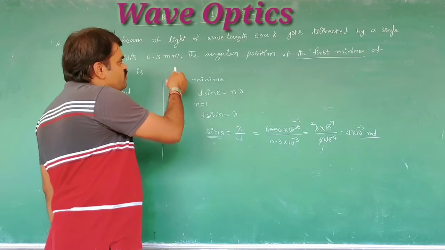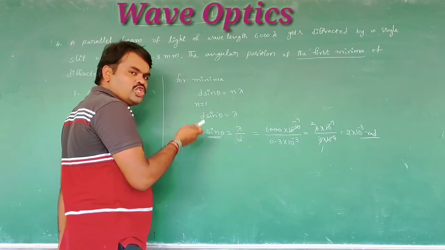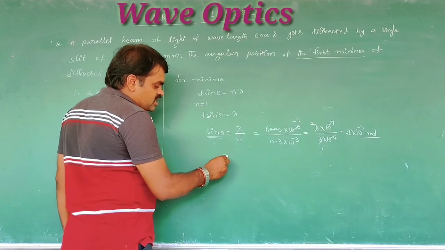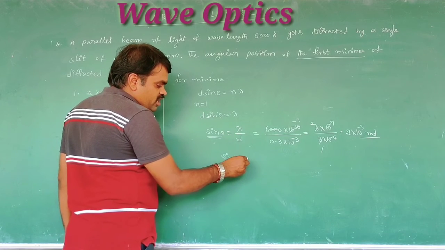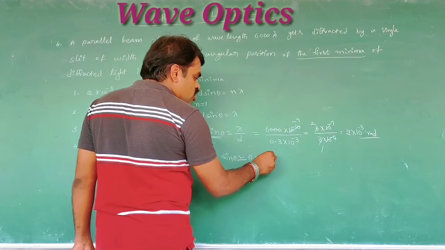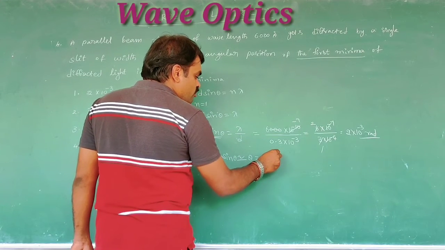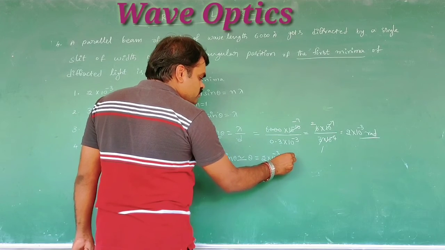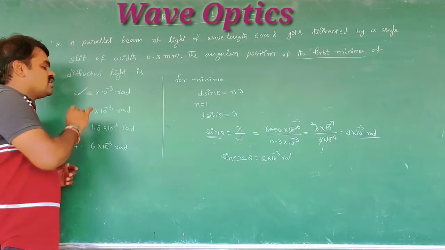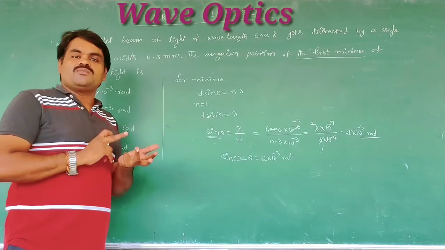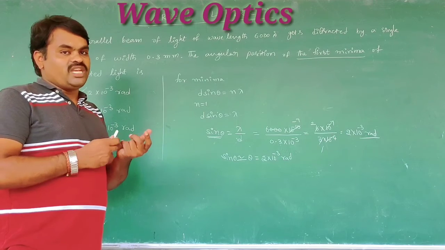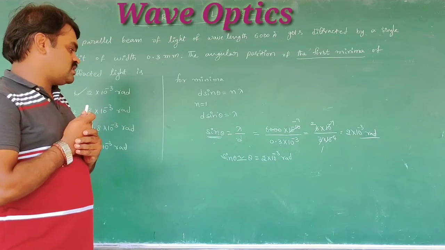But the slit width is very small, that's why theta is also very small, which means sin theta is approximately equal to theta. That is, the angular position of the first minima is 2 into 10 to the power of minus 3 radian. If the question is asking in terms of radians, it is correct. But maybe they ask in terms of degrees, or maybe in terms of minutes. At that time, how do we solve this?